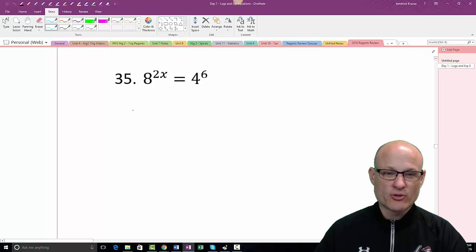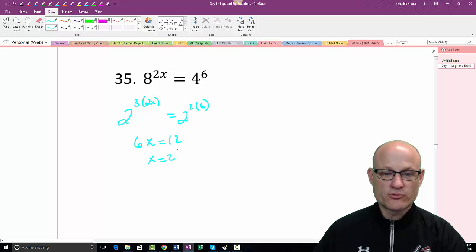They're even, so I'm going to convert them both to 2's. So this becomes 2 cubed, 2x, equals 2 squared times 6. Or 6x equals 12, or x equals 2.